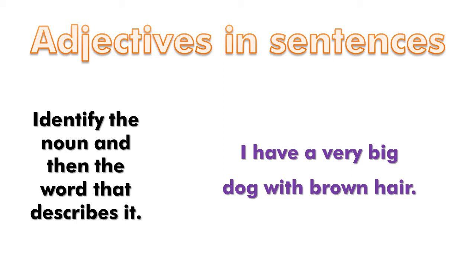In this sentence, we have two nouns, and we are going to circle them in red. The word dog is a noun and the word hair. So, now I have to go look at what words describe the dog. Well, it says the dog is big. This means that the word big is an adjective. And the sentence states that the hair is brown. So the word brown is an adjective.